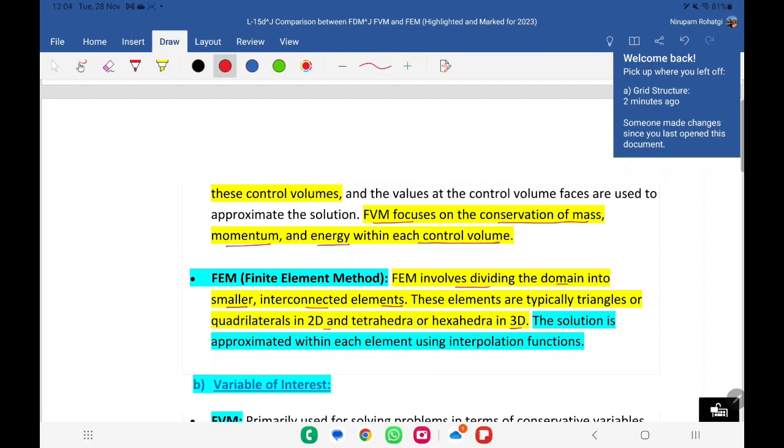Normally, both in FVM and FEM, in 2D you have triangle or rectangle, and in 3D you have tetrahedron or hexahedron. This type of mesh is there. The solution is approximated within each element using an interpolation function. This is the only difference. FVM is not talking about within the element, you can say that. And FEM is talking also within the element. This is the only difference.